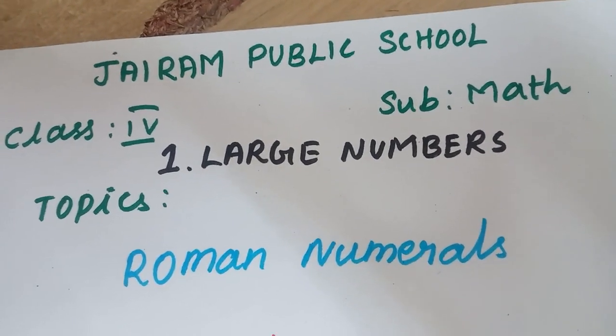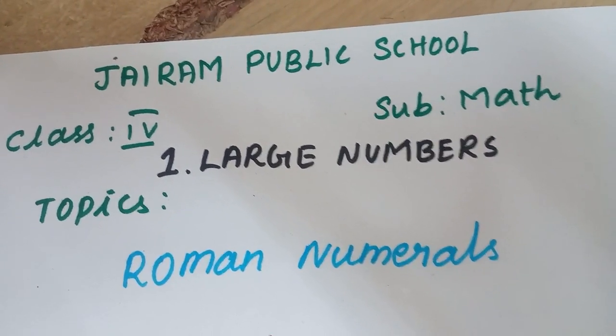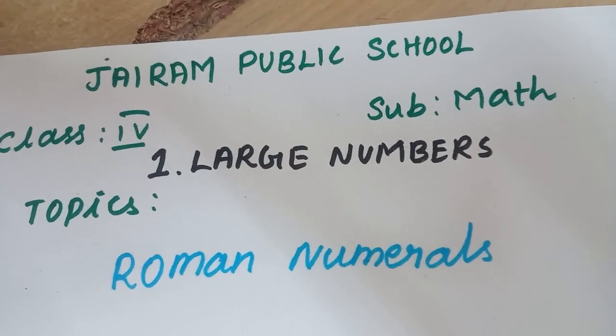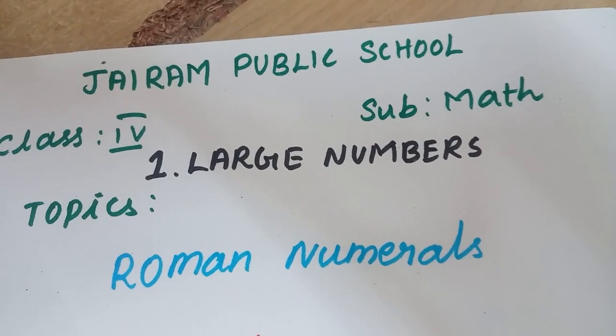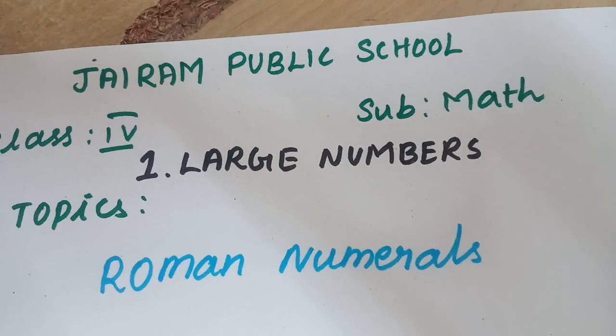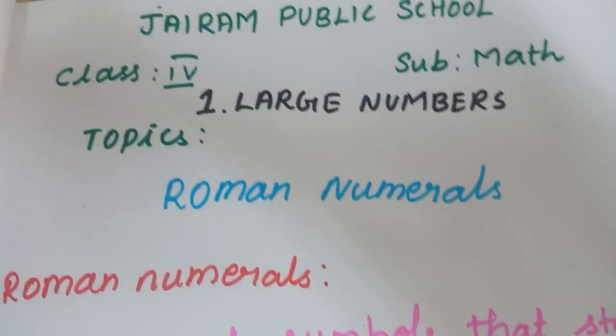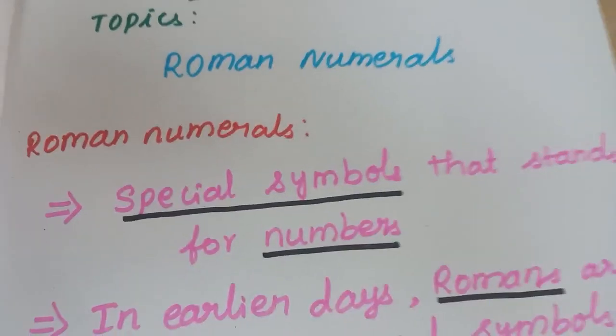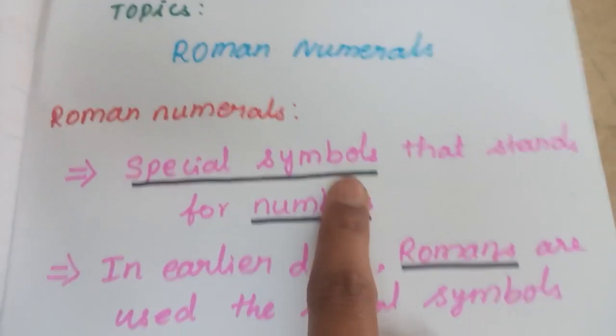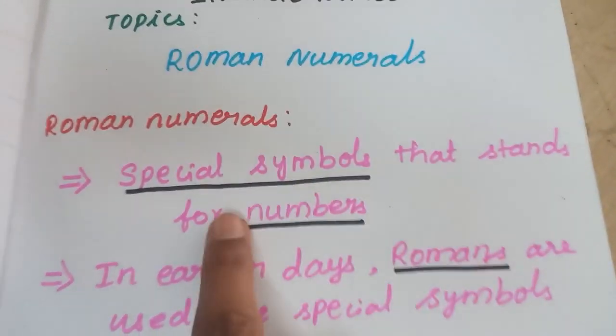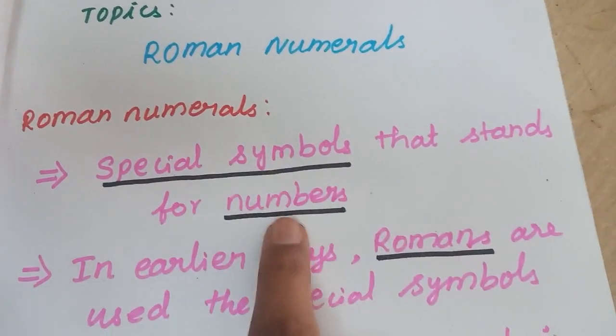Good. Now we start to discuss the next topic, Roman numerals. This is the last topic in this lesson. Shall we see what a Roman number is? Roman numbers are special symbols that stand for numbers. So these are the key points.